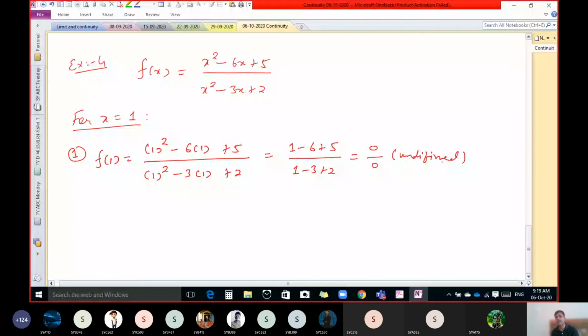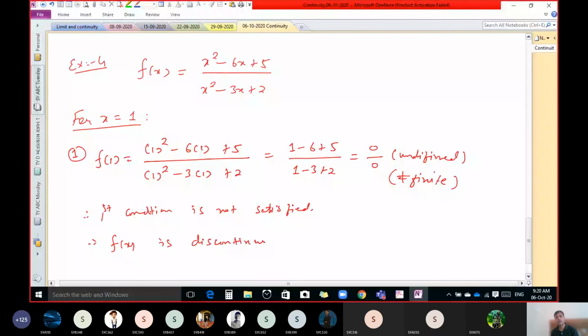Undefined, that means not finite. It is not defined, so it is not finite. And because it's not finite, we can say that the first condition is not satisfied. Therefore, f of x is discontinuous at x equal to 1.